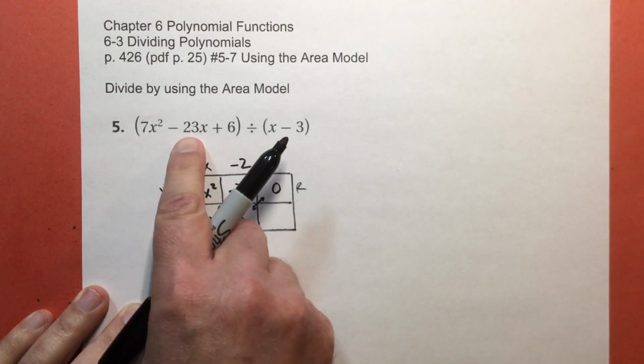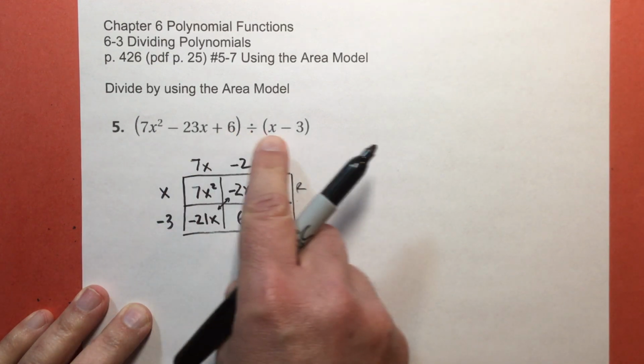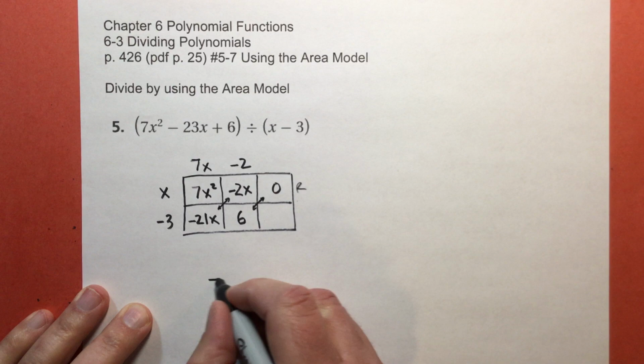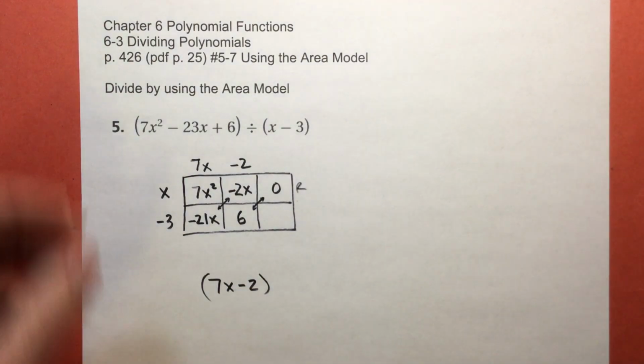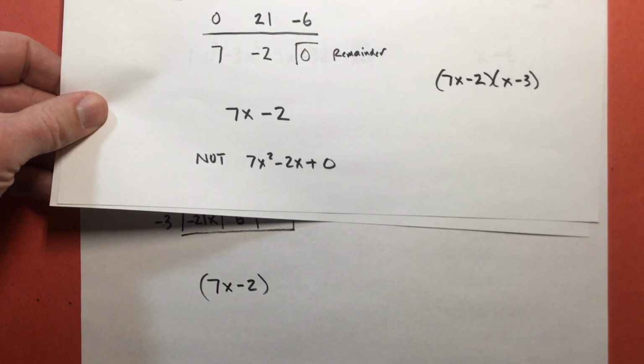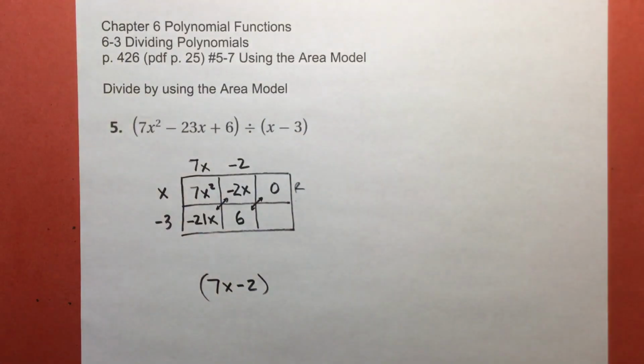So 7x squared subtract 23x plus 6 divided by x minus 3 is 7x subtract 2, with or without the parentheses. Let's look at what it was with synthetic division. Same answer. Perfect.